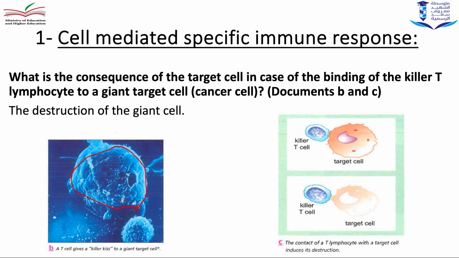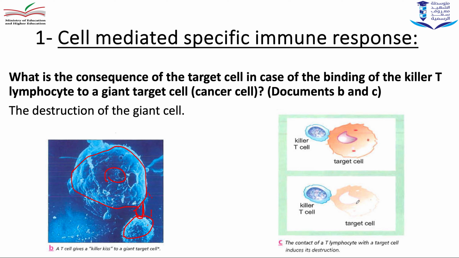This picture is taken under the microscope. I think it's an electron microscope. And look at this small cell. It's the killer T lymphocyte. And the giant one is for what? It's for the non-self cell. So I have here binding between them, and the chemical substances will be released from here to this cell, leading to the destruction of the non-self cell or the target cell.